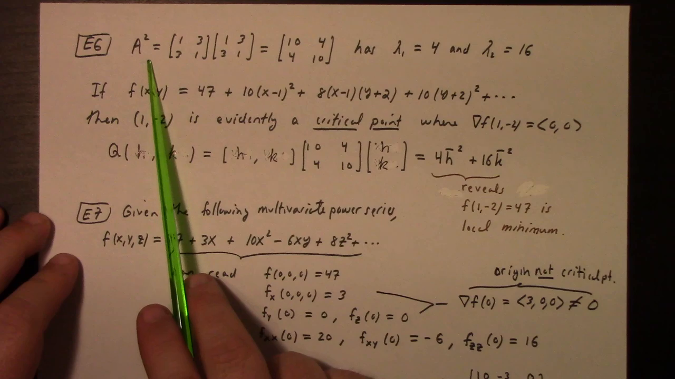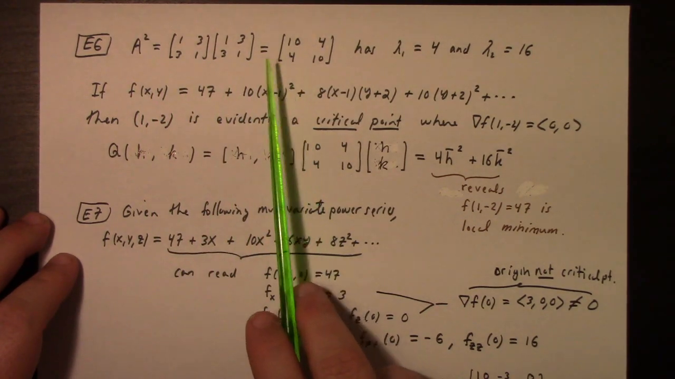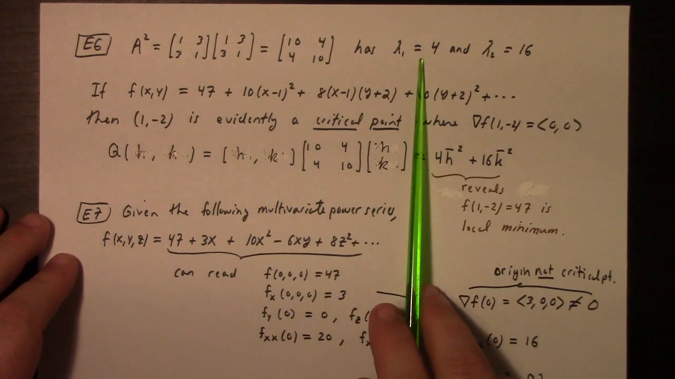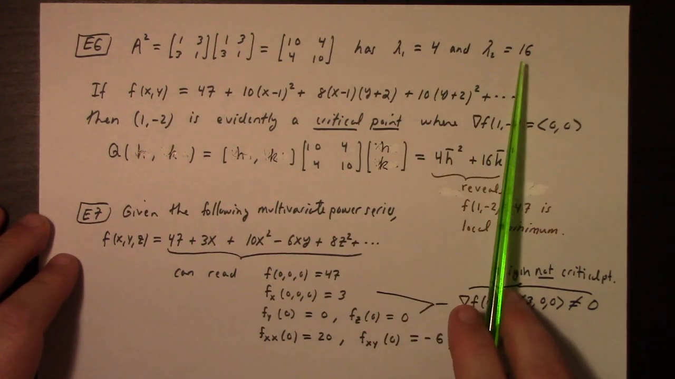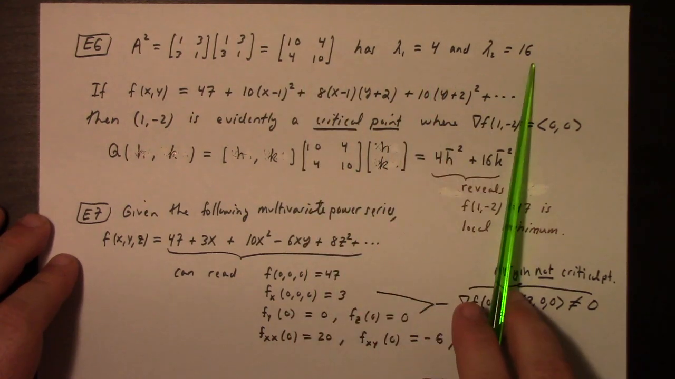Here's another one I made up. So if we look at A squared from example 4, we get that. It's not an accident. The square of the matrix, you square the eigenvalues. Like minus 2 squared is 4, and 4 squared is 16. So you can check it out. This actually has eigenvalues 4 and 16.